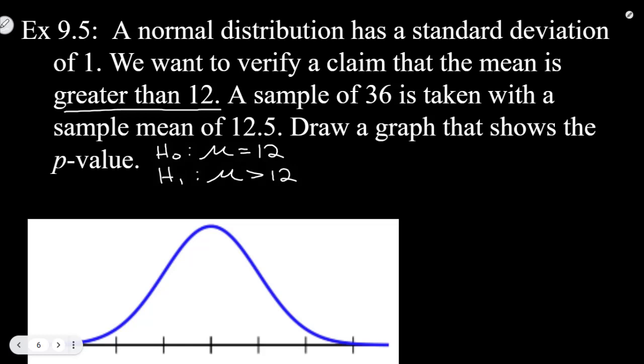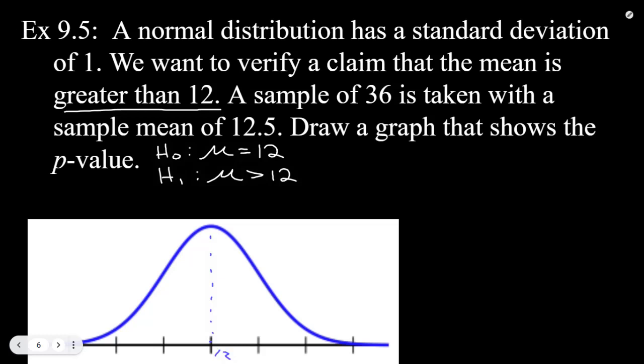Okay, so when we look at this, notice that we are looking at a standard deviation of 1. It's a normal distribution. A sample size of 36 is taken with a sample mean of 12.5. Okay, so here's our 12 for the mean. So let's label that as 12.